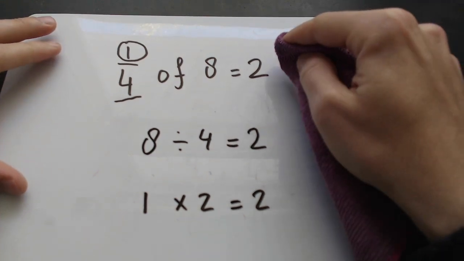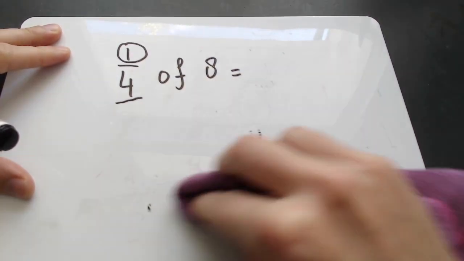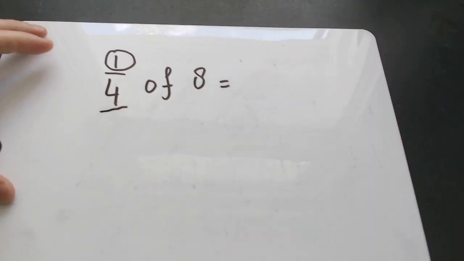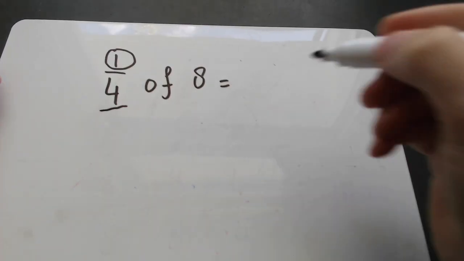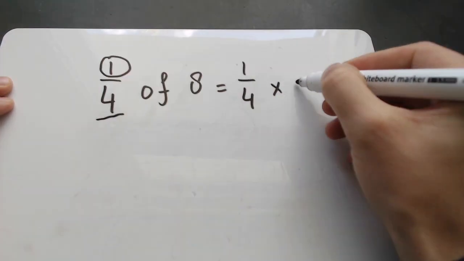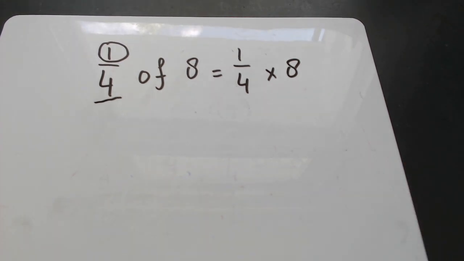Because 1 quarter of 8, and I'm just going to erase it here, make some new space to show you the new method that we're going to work with today. So 1 quarter of 8 is the same as 1 quarter times 8. And maybe you're thinking, oh, how can I do this? I don't know how this works.